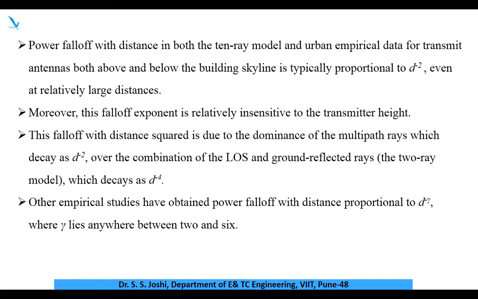Even though we have the great Maxwell equations that you have studied in electromagnetics, in a constrained environment we have to apply those equations and solve them for given conditions. That is why the empirical study is very important in this particular case.